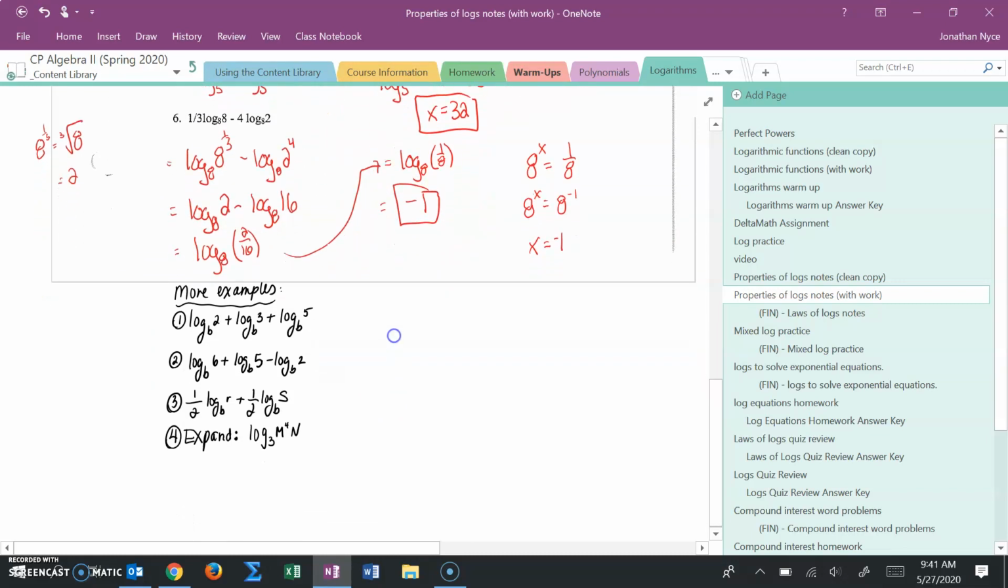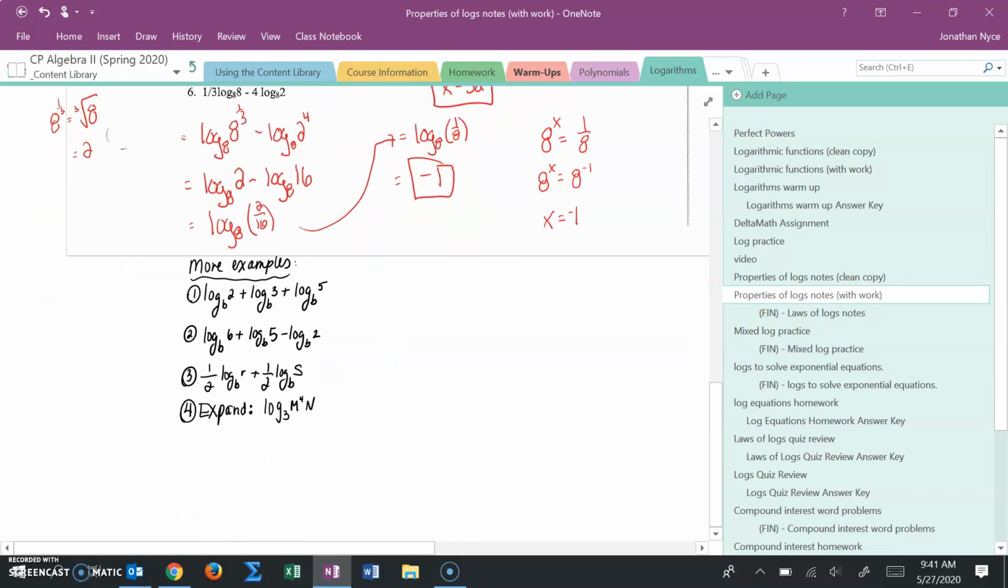We'll do a few more here, and that'll be it for today. Here, again, we're adding. Bases are all the same, so we can simply multiply the arguments. 2 times 3 is 6. You could do this all in one step if you wanted to. I'm showing it step by step. And then we have log base b of 6 times 5 is 30. That's called condensing them. We went from 3 logarithms condensed into one single logarithm. We can go the other way also.